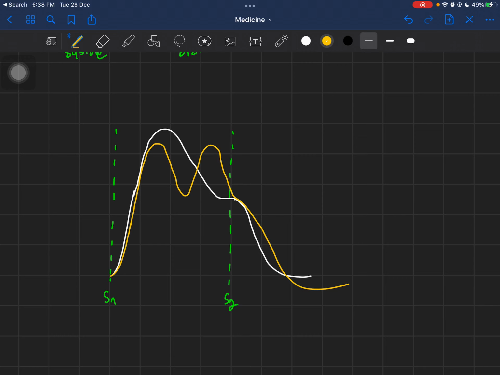Okay, so let us say that you get a pulse tracing like this, and this type of pulse tracing is known as pulsus bisferiens. Please do not confuse this with pulsus bigeminus. I'll talk about bigeminus later on. So pulsus bisferiens, I'll tell you what the mechanism is. If you understand this, you'll never have a problem with pulsus bisferiens.